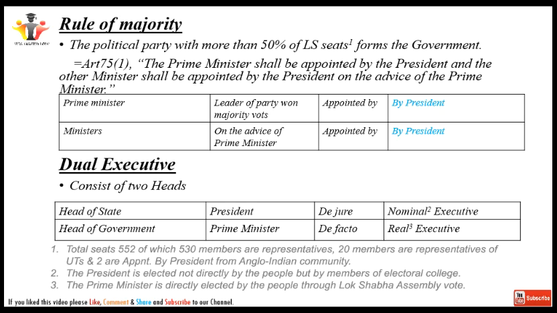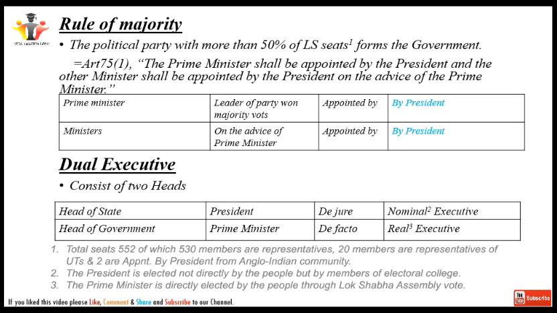Rule of majority. The political party which secures a majority of seats in the Lok Sabha forms the government. The leader of the party is appointed as the prime minister. The oath of office and the oath of secrecy are administered by the president, and all the other ministers of the ruling party are appointed by the president on the advice of the prime minister. And when no single party gets a majority, the president can invite parties to form a coalition government.